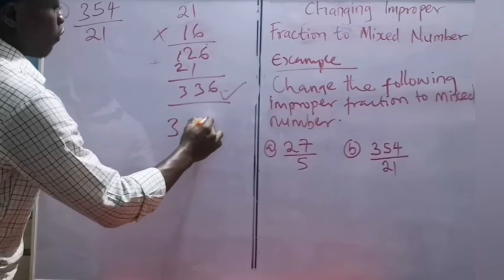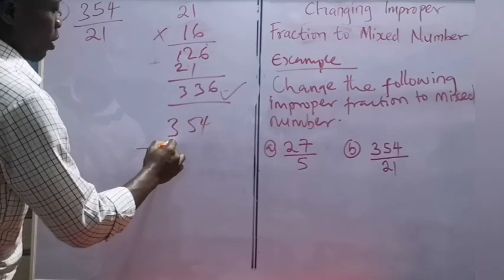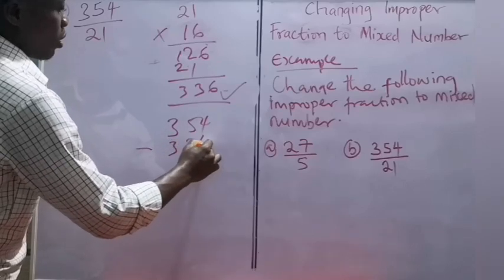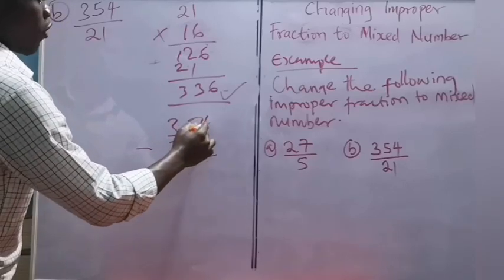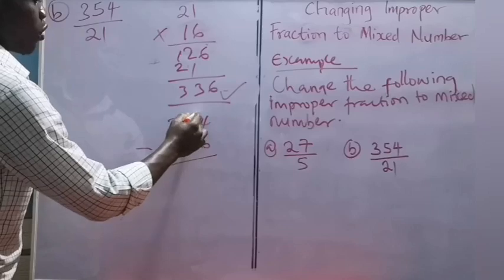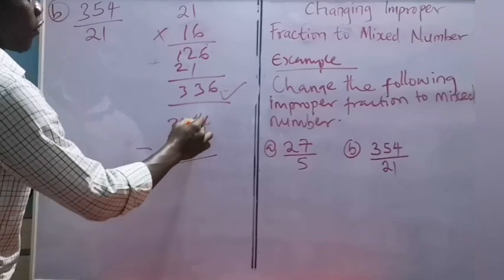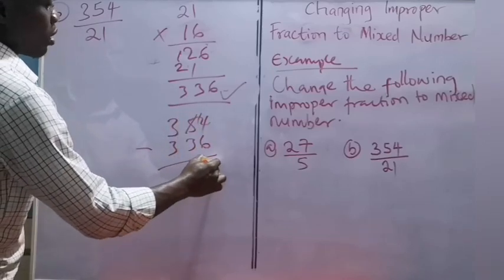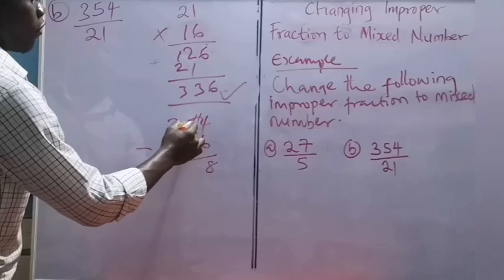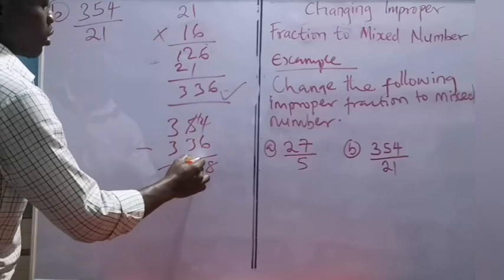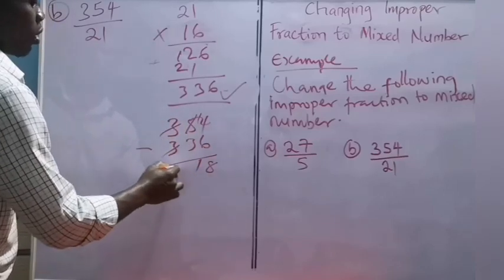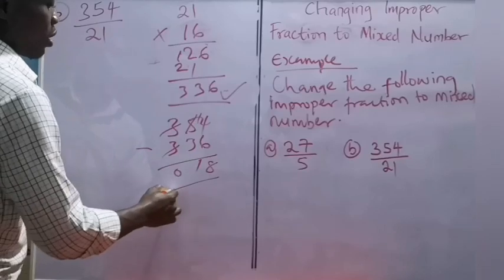3, 5, 4 minus 3, 3, 6. 4 minus 6 is not possible, so let's carry 1 to this place. It is 14. 14 minus 6 is 8. So we now have 4 here. 4 minus 3 is 1. 3 minus 3 is 0. So we just have 18.